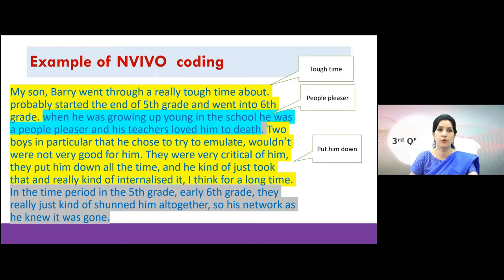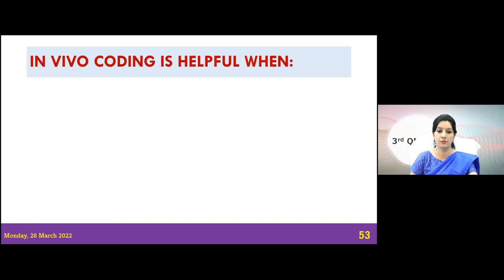But two boys in particular he chose to try to emulate were not very good for him. They were very critical and they were all the time putting him down. So I've coded it like put him down. And in the time period, fifth grade, it has shunned him. So I have coded it like that. So this was the example of in vivo coding, which is a type of splitter coding.